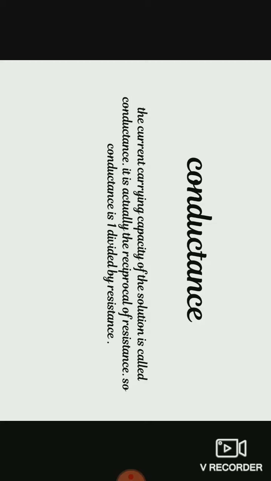Conductance is the current carrying capacity of a solution. It is actually the reciprocal of resistance. That means conductance of a solution is 1 by resistance. Not only solutions, conductance is also applicable in case of solids, metals, non-metals, etc. But in this chapter we are interested in the conductance of electrolytic solution. So conductance is 1 by resistance.